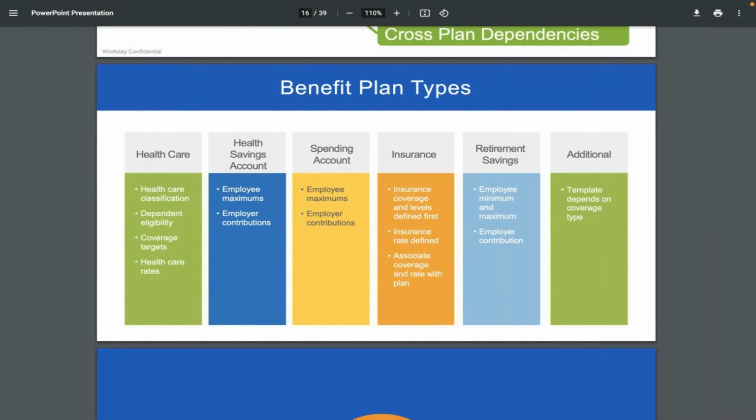Okay. What are the types of benefit plans we have? In Workday, we have around 6 types of benefit plans: healthcare, health savings account, spending account, insurance, retirement savings, additional. Different customers may have different types of requirements. Our Workday benefit plans should match all the requirements. Let's see what each type of plan is.